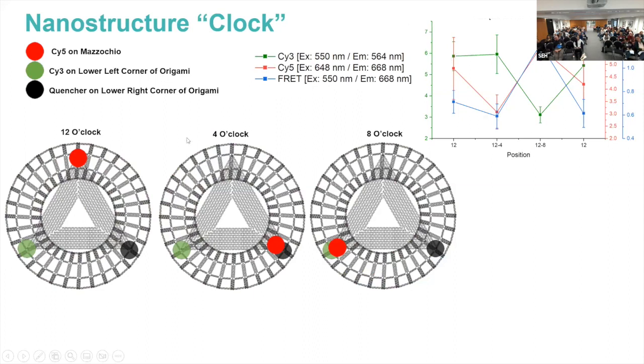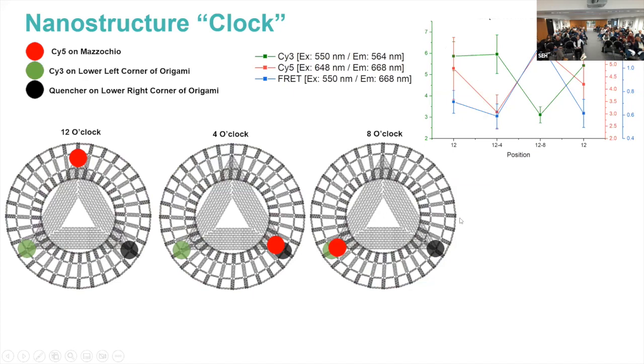Okay. Then if you add oligos to move around, and through a competitive process, move this maxillary around rotationally. So now the Psi5 is above the quencher, so it should get quenched. It gets reduced at the 4 o'clock position. But then you still have the fluorescence here from the Psi3, which is on the other corner.